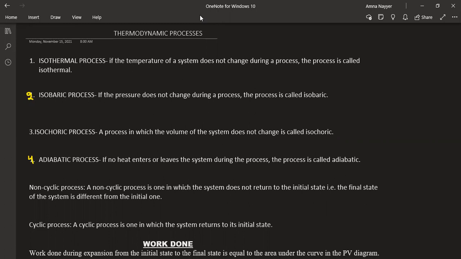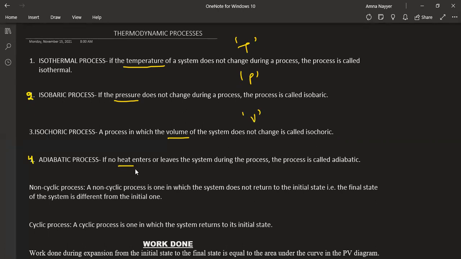So four thermodynamic processes are there. See, the three quantities are there: pressure, volume, temperature. So if in your system the temperature does not change, you will say the process is isothermal. If the pressure is not changing, you will say it is isobaric process. If volume is not changing, you will say isochoric. So three processes: this is based on temperature, this is based on pressure, this is based on volume. When these three quantities are constant, these processes occur.